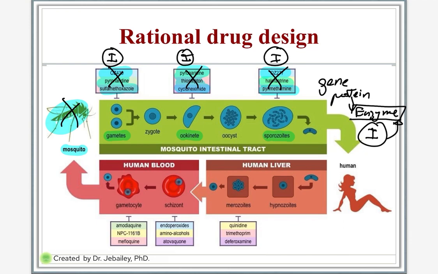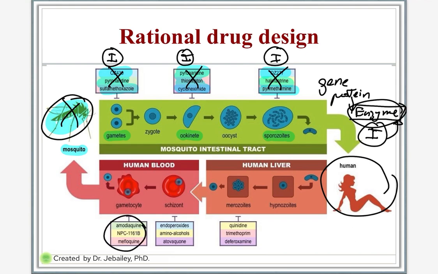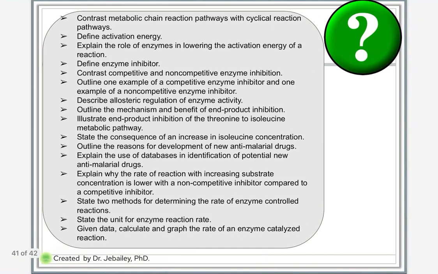But remember, this inhibitor will affect the enzyme of the mosquito and not the enzymes of the human body. Because you can see here they have different types of proteins. So these enzyme inhibitors will be affecting here, but will not affect our protein production. And that's pretty much it for the metabolism topic 8.1.